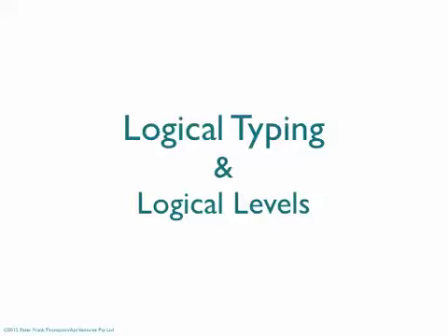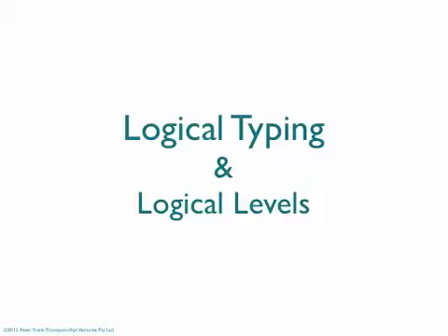Welcome to this introduction on logical typing and logical levels. In referring to logical typing, we're referring to how we make categories, how we recognize similarities and differences between objects, ideas, concepts, people, and things. Being able to categorize things into groups that seem similar and naming them as such allows us to have a certain degree of control over them.